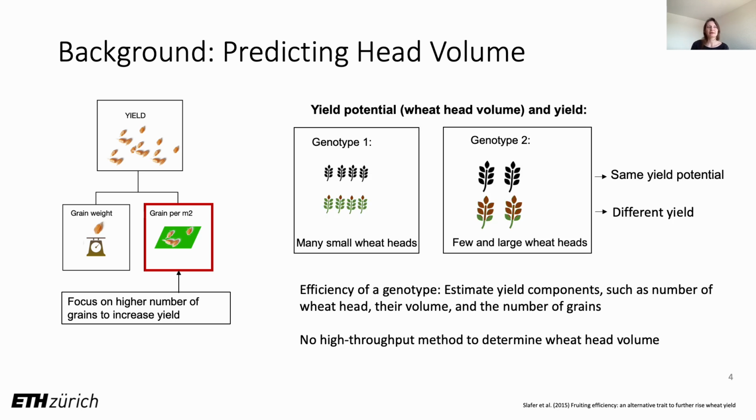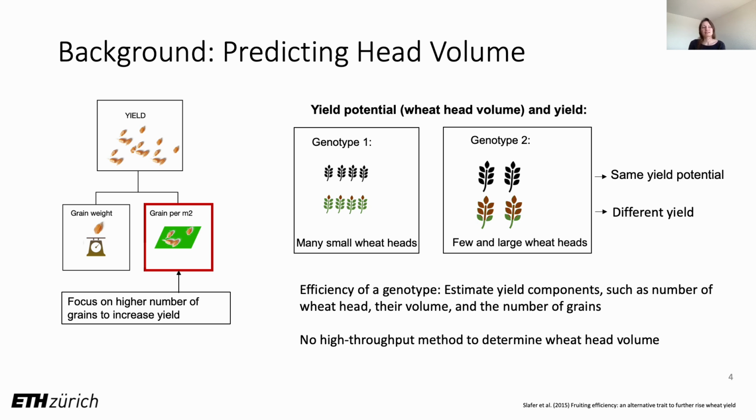I'll make an example here. We have two different genotypes, and one has many small wheat heads, and one has only a few but very large wheat heads. And they might have the same yield potential, that means the same wheat head volume that they can fill with grains.